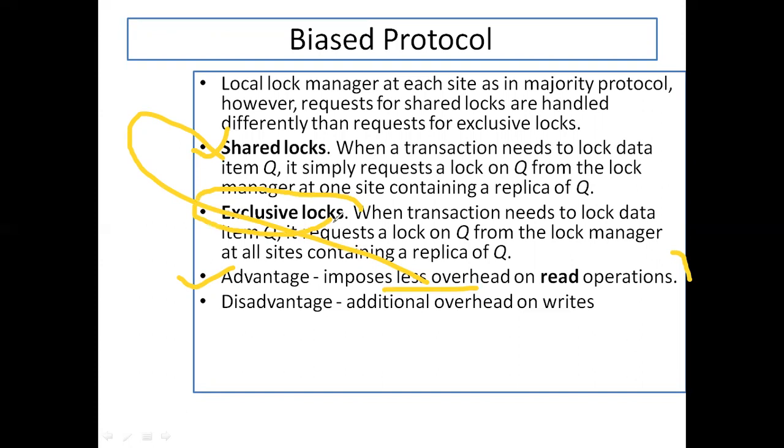So for that same data item, you have to acquire lock on all the sites holding a replica of that data item. So obviously it's going to increase the overhead. And you know that we impart exclusive lock only in those cases where impactful operations like write operations are concerned. So as we are focusing on all the replicas and trying to acquire locks on all of them, this will increase the overhead. So that's why additional overhead on writes may be considered a disadvantage of the biased protocol.